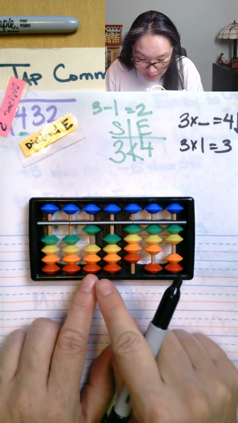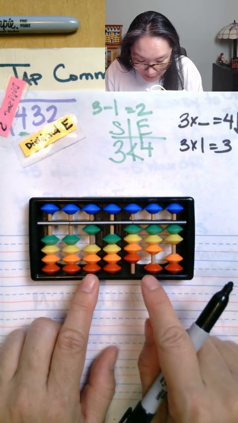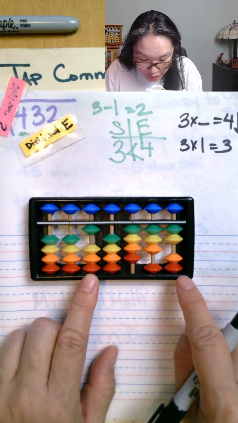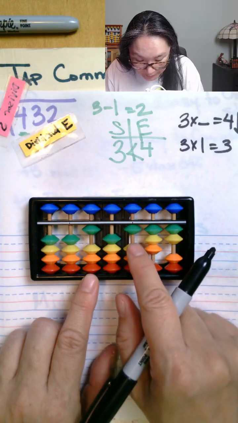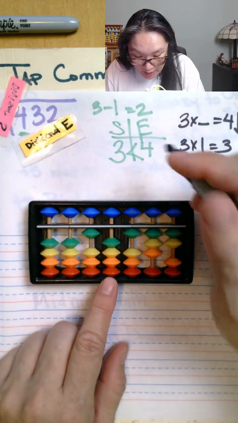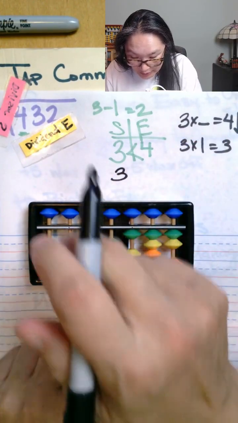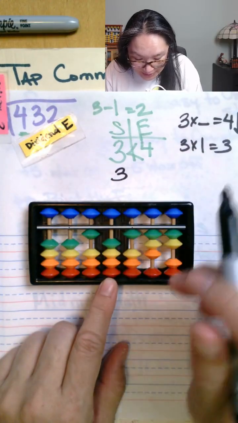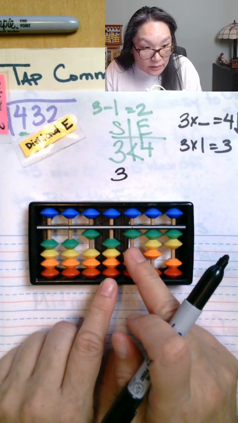Now I need to take away 3. So there's my 4. I got to take away 3. I'm going to do my subtraction here. So I take away 3. I'm still left with some dividends. What do I do? My divisor is 3. We know this. My dividend is now 1.